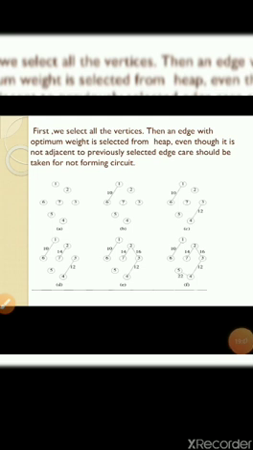In the last diagram F, it is not displaying a circuit or circle. Let's go to the next slide.